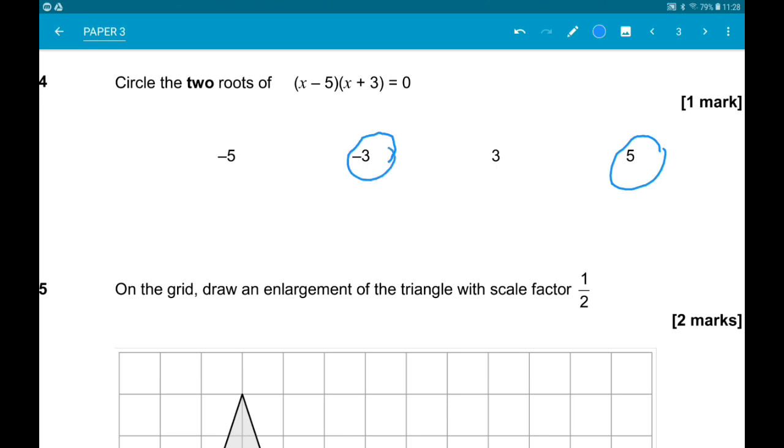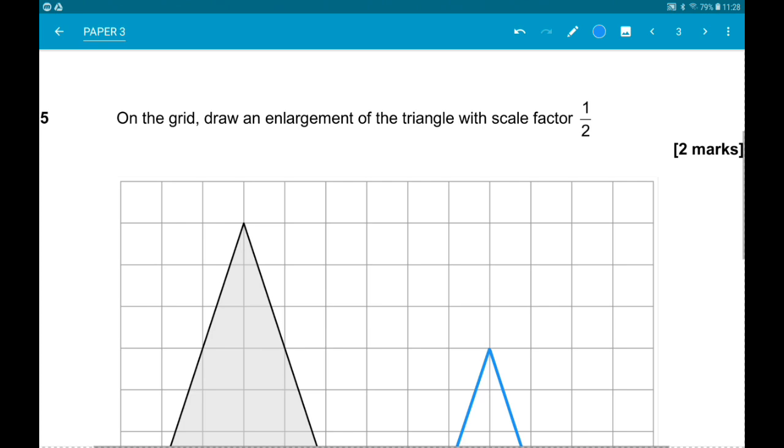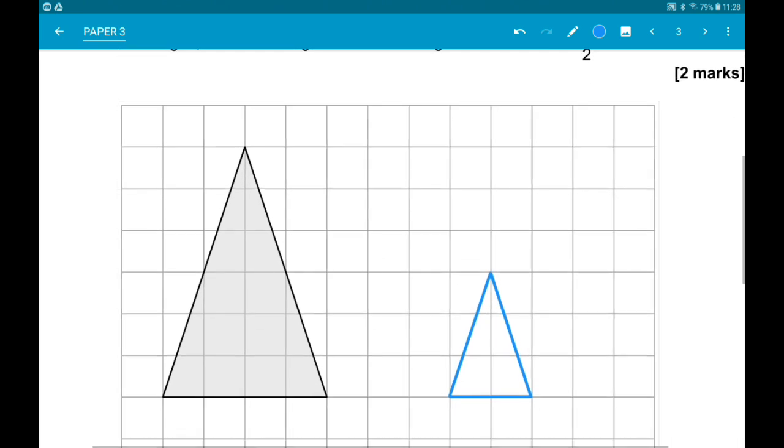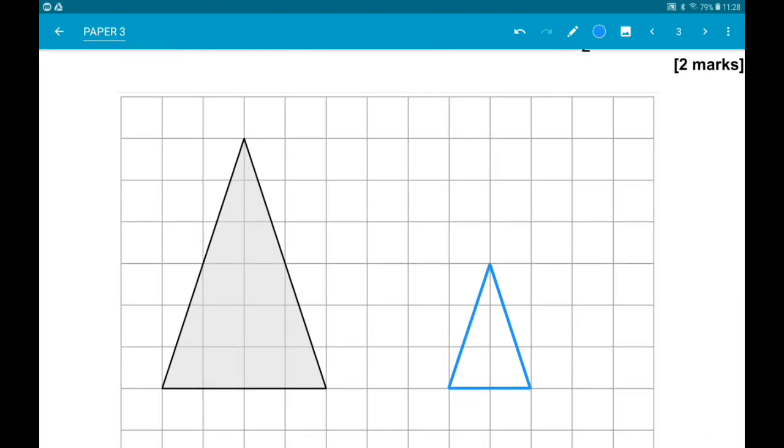Number 5, on the grid, draw an enlargement of the triangle with a scale factor of 1/2. So when there's no point of reference, all you need to do with a scale factor of 1/2 is draw a triangle anywhere that has side lengths that are half of the original. So something like mine here.